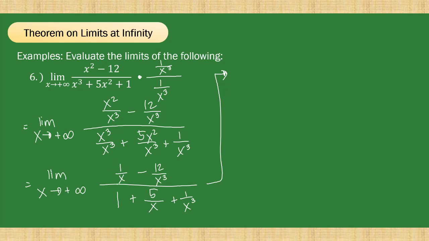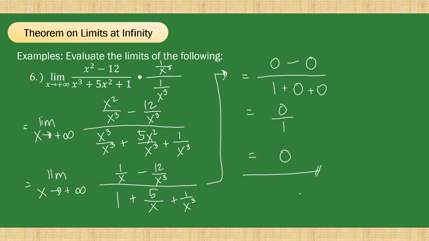Yung 1 over x, dahil ito ay naka-fraction na, we know for a fact that that will result to 0. Pag kinuhanan ng limit, as well as for the negative or minus 12 over x cubed, its limit is also 0. For the denominator, we have 1 plus, another 0 ito, plus 0. Simplifying the numbers here, the numerator will be 0 over 1, at alam naman natin na kapag may ganito tayong fraction, na 0 ang numerator, the answer is 0. So, ito yung limit ng example number 6.